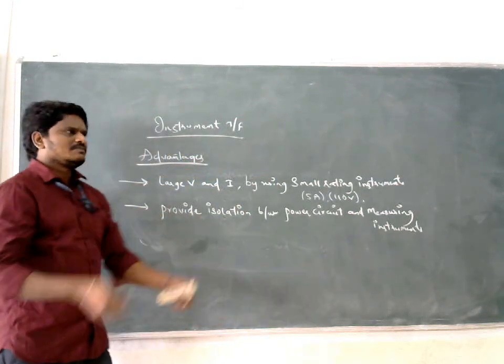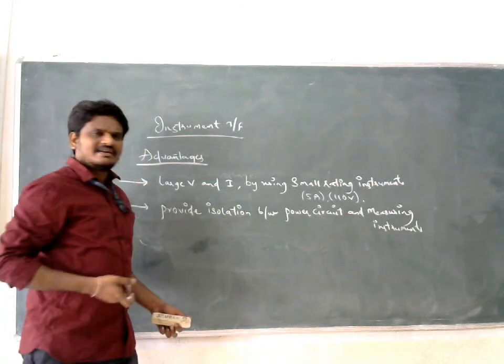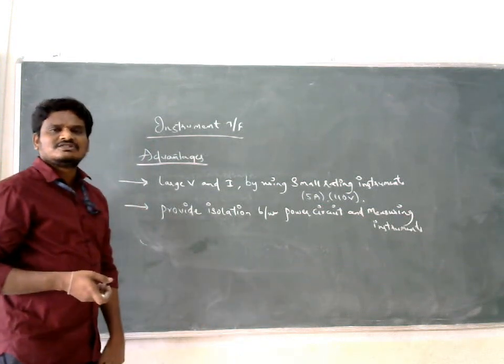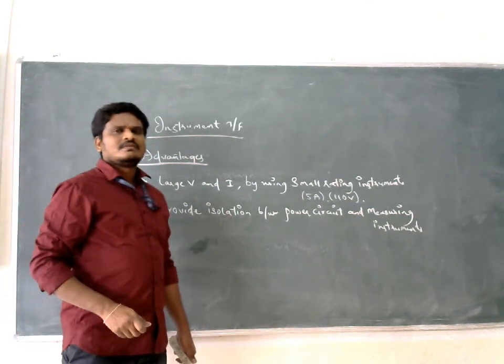There will be two types of circuits. One is the one which is used to carry some amount of power or voltage or current in it, and the next one is nothing but measuring instruments like ammeter and voltmeter.